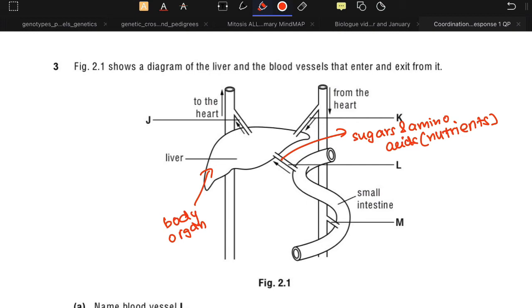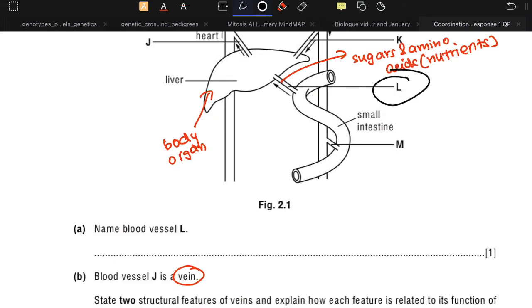Alright, so question 3. Figure 2.1 shows a diagram of the liver and blood vessels that enter and exit from it. Name the blood vessel L. So remember, look at L. Where is L? So L is here. Now basically this is the blood vessel that connects the small intestine and the liver. So what blood vessel transports the substances from the small intestine to the liver? It is the hepatic portal vein, correct? So L is the hepatic portal vein that transports blood containing nutrients, which is the mixture of sugars and amino acids, from the small intestine to the liver. Blood vessel L is the hepatic portal vein.